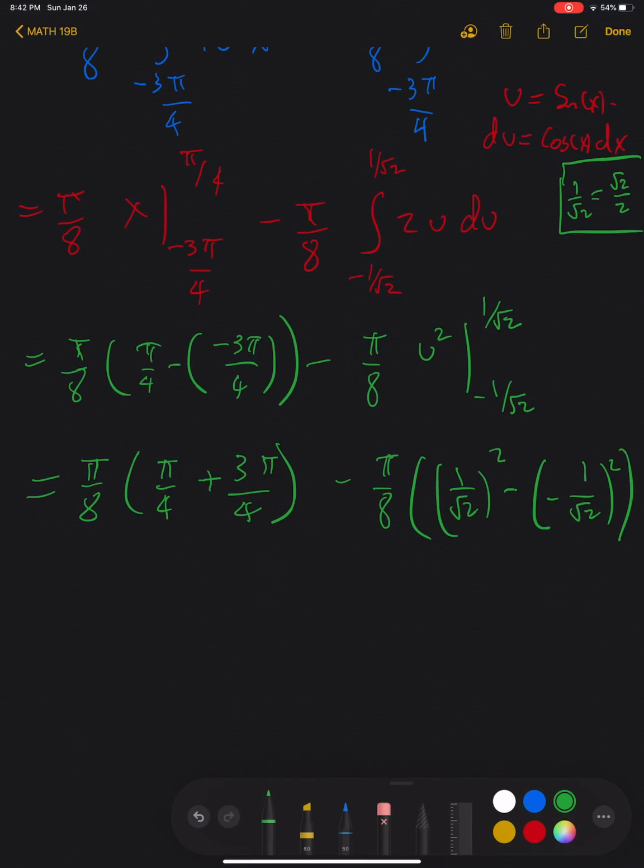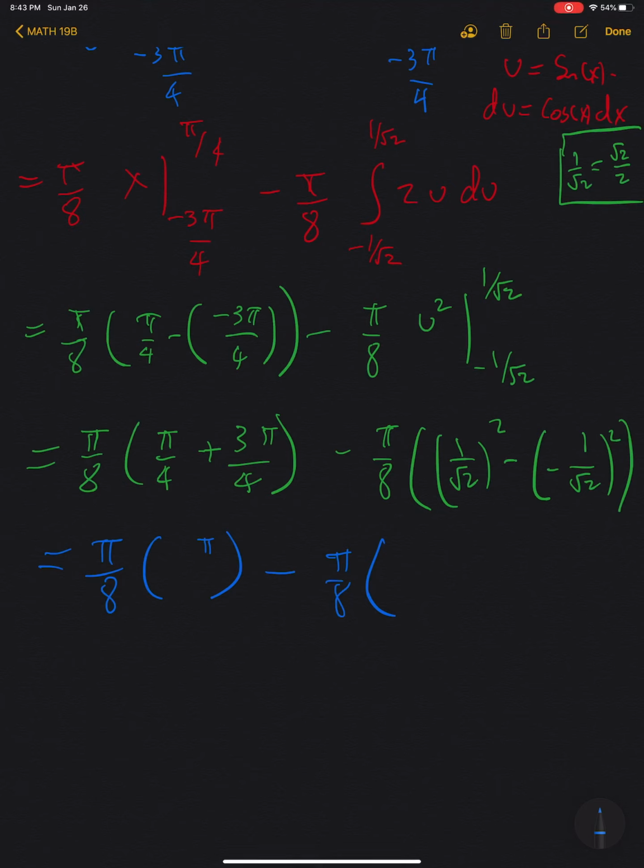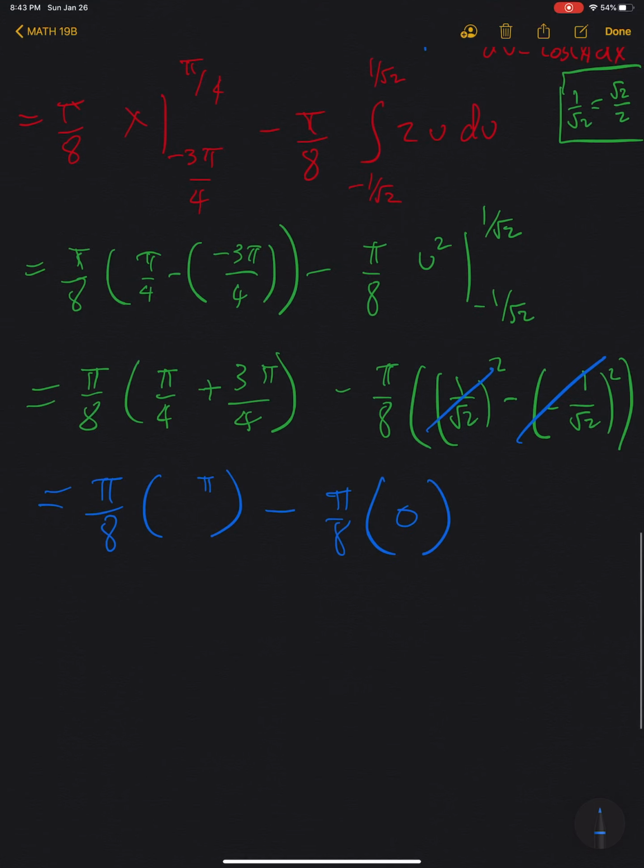I just have to simplify this expression. For the first part, I will get pi over 4 plus 3 pi over 4. That will give me 4 pi over 4. So this will become pi over 8 times 4 pi over 4, which is the same thing as pi squared over 8. Minus pi over 8, and this will be 1/2 minus 1/2. So in the end, this actually will be 0. So that disappears. And in the end, I will get just pi squared over 8 as my answer.